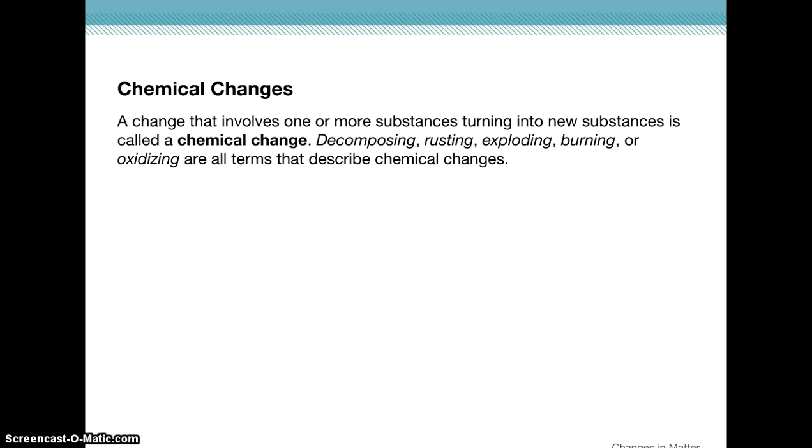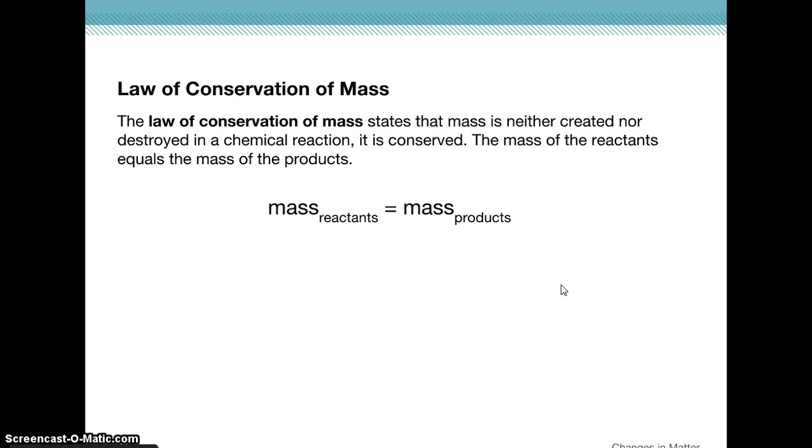Chemical changes involve the substances turning into new substances. So decomposing, rusting, exploding, burning, oxidizing, all of those mean something is reacting with something else and turning into a new substance. That's how you tell the difference between a physical change or a chemical change, is based on whether the final product is the same substance that it started out as. And we always have to remember the law of conservation of mass. It states that mass is neither created nor destroyed in a chemical reaction, it's conserved.